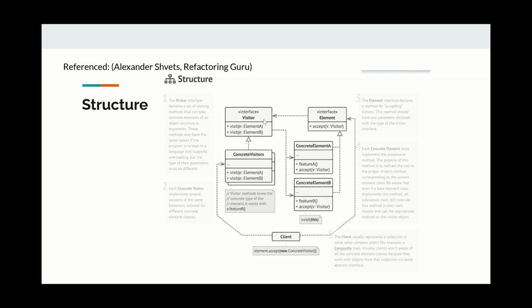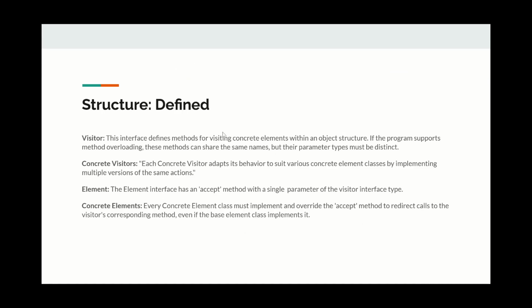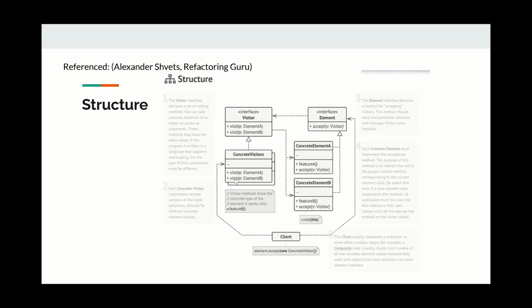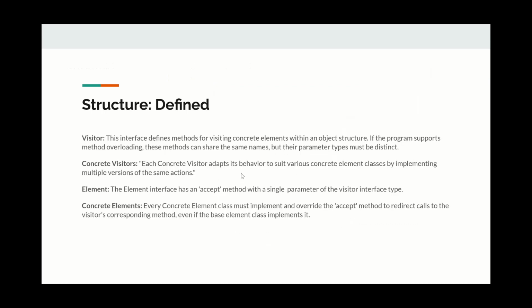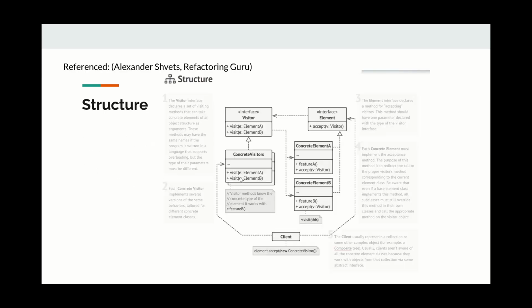So as you see here, the first part would be the visitor, which acts as an interface. This visitor interface will define methods for visiting concrete elements within an object structure. If the program supports method overloading, these methods can share the same names, but their parameter types must be distinct. In terms of the concrete visitors, each concrete visitor would adapt its pattern and behavior to suit various concrete element classes by implementing multiple versions of the same actions.